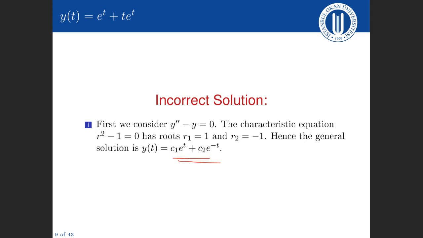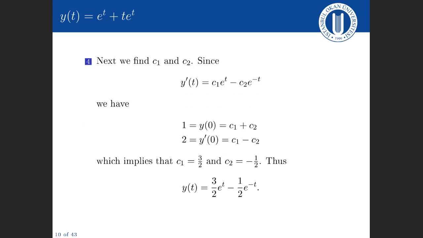I'm going to get C1 e to the power t plus C2 e to the power minus t, just as before. But because I'm doing this wrong, I'm going to do step four now. I'm going to try to find constants C1 and C2 such that we satisfy the initial conditions. And I'm going to leave it for you to check that we get 3 over 2 and minus a half.